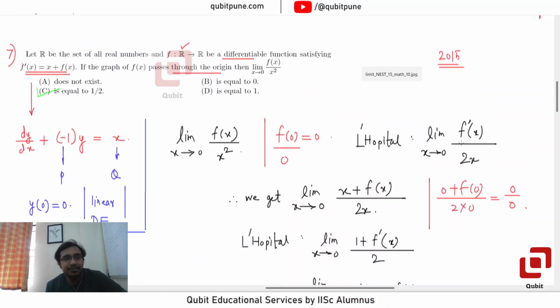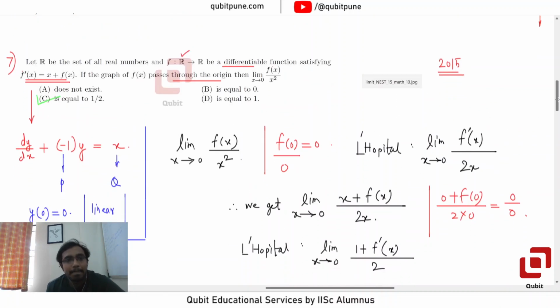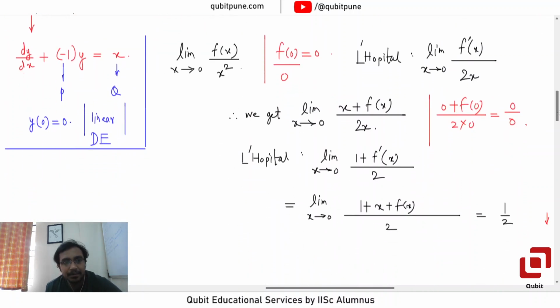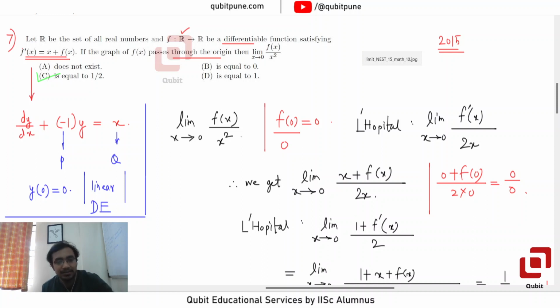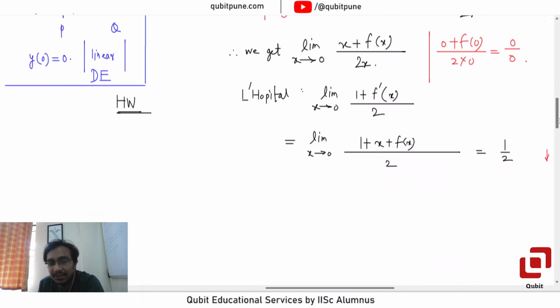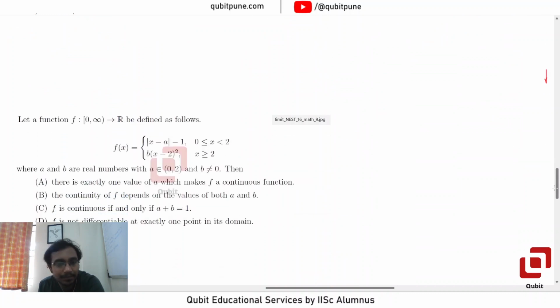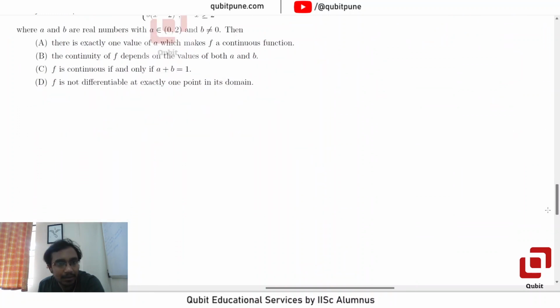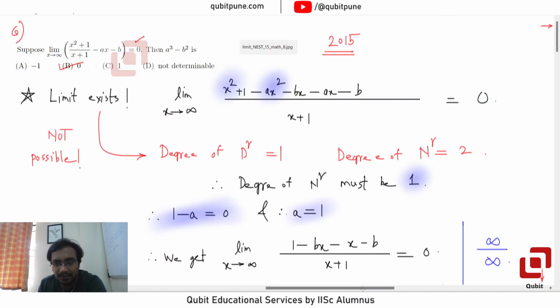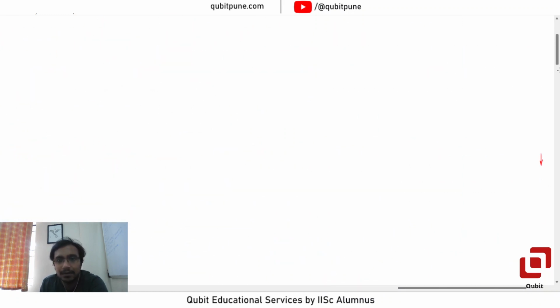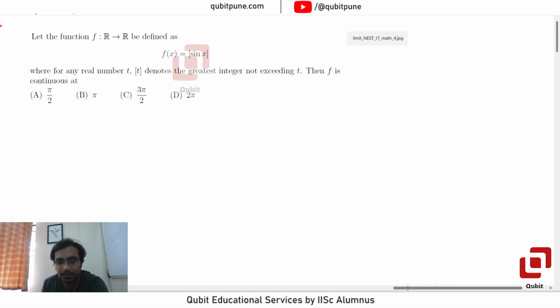Raise your hands if you have understood question 7. Got it, right? Okay. Can you solve the differential equation as homework? Yes, you have to. Okay, cool. Question 7 is done. Let's take one more. Let's see how many of them I have. Okay, maybe we can do the rest tomorrow with a few more.